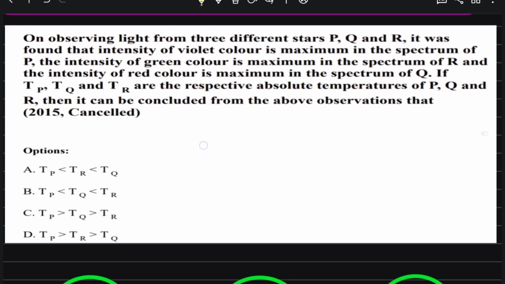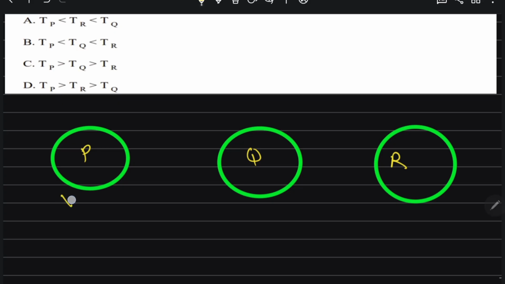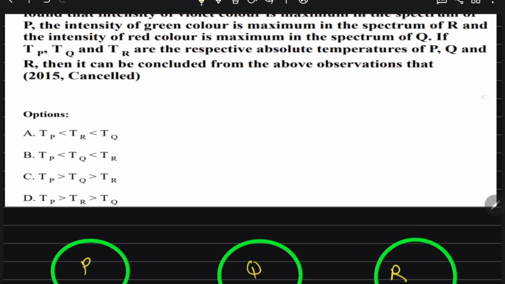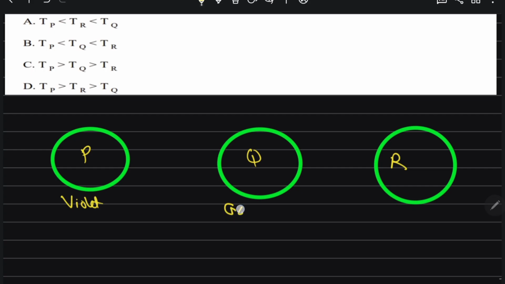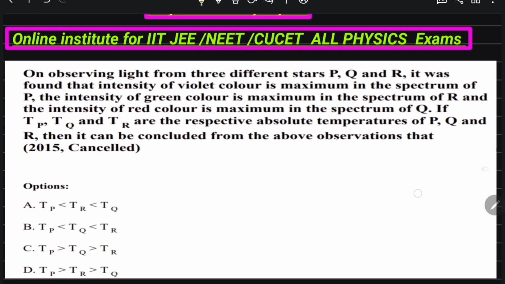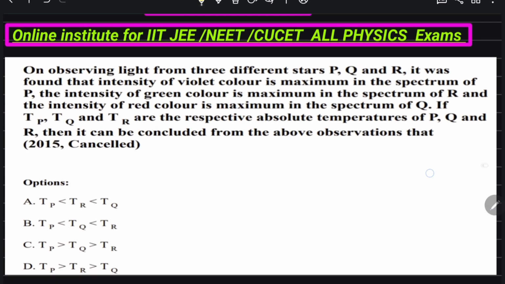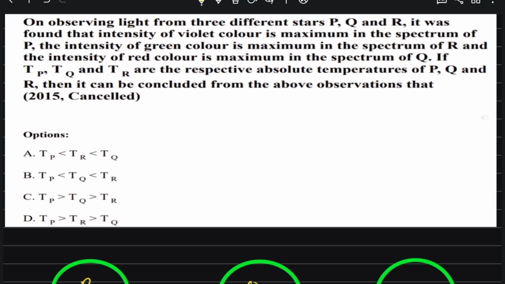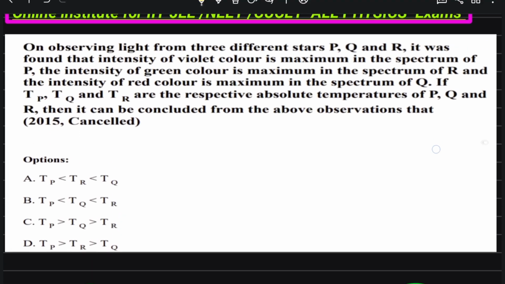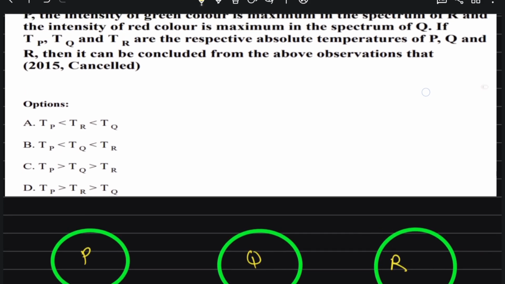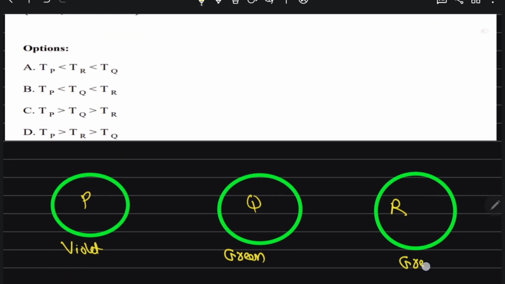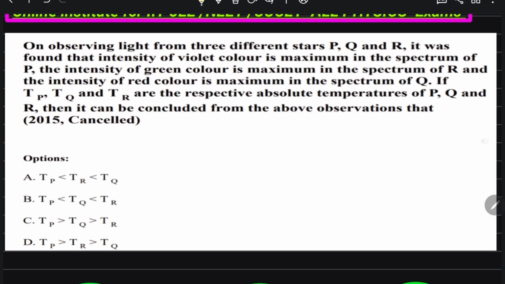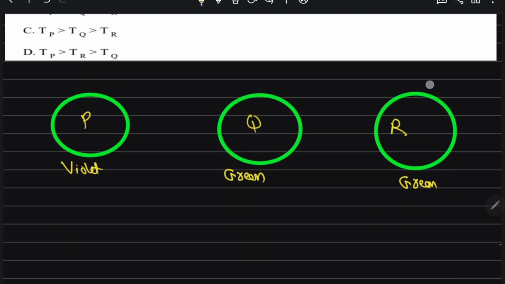Intensity of violet color is for P, green for Q, and red color for intensity. Green color is maximum for R, and the intensity of red color is maximum in the spectrum Q.